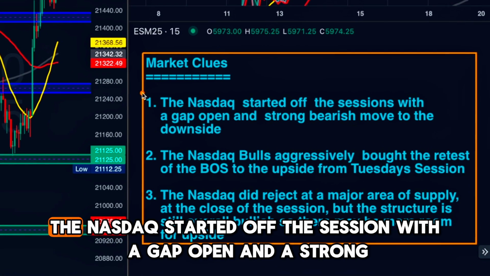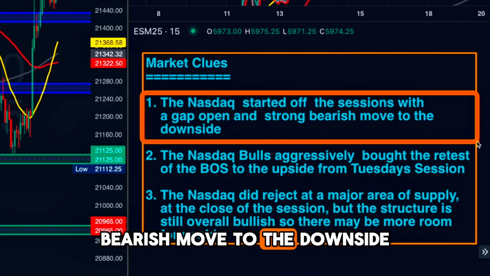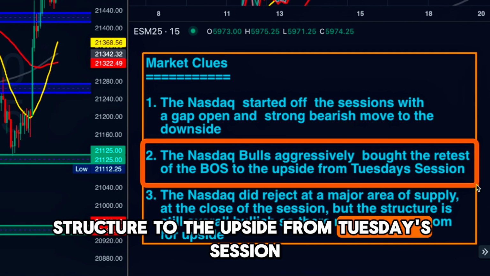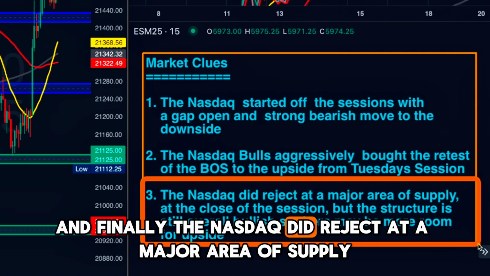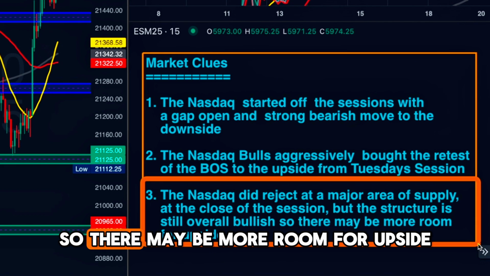And in summary, the Nasdaq started off the session with a gap open and a strong bearish move to the downside. The Nasdaq bulls aggressively bought the retest of the breaker structure to the upside from Tuesday's session. And finally, the Nasdaq did reject at a major area of supply at the close of the session, but the structure is still overall bullish. So there may be more room for upside.